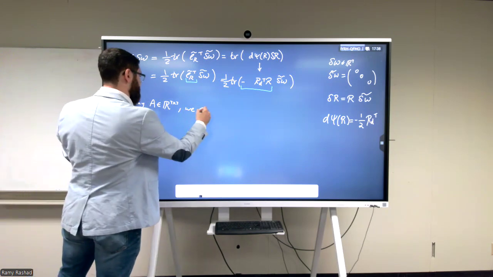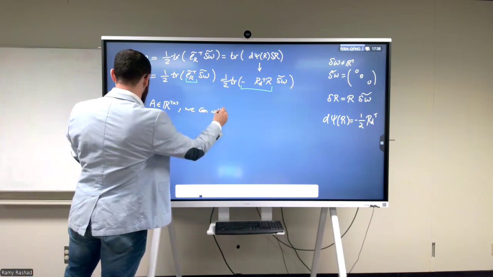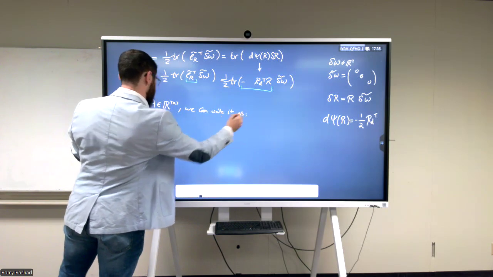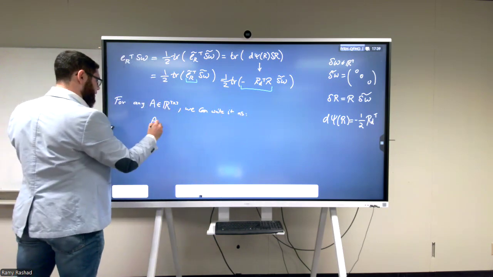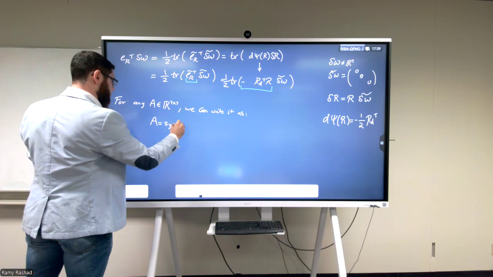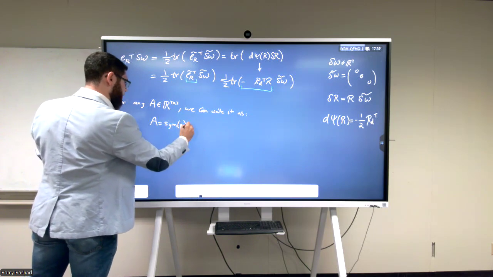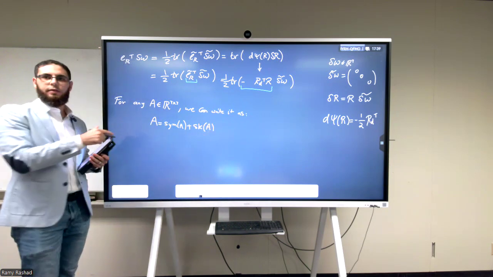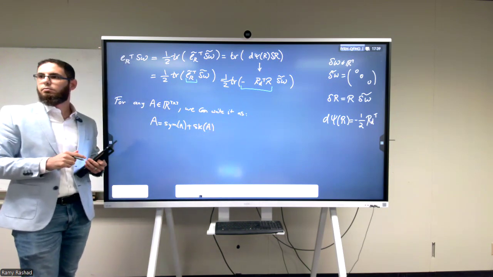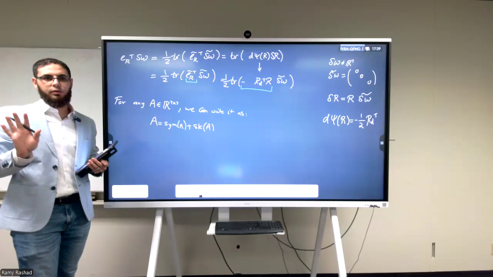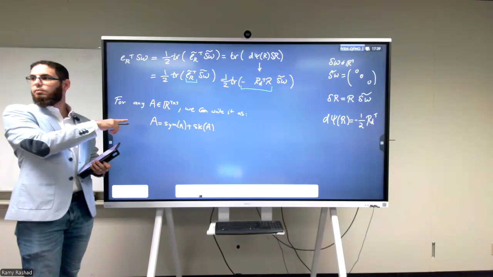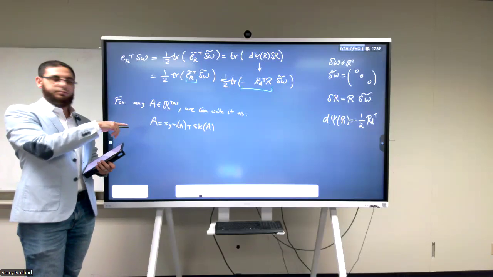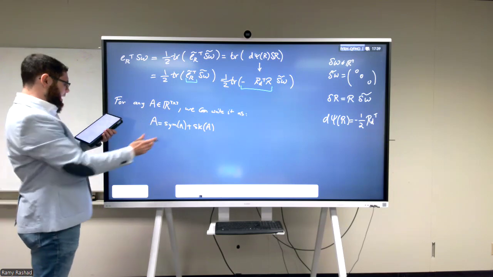We can write it as a symmetric part plus a skew-symmetric part. Has anyone seen this before? No, it had nothing to do with the Rodrigues formula. Have you seen this before? No? Okay.